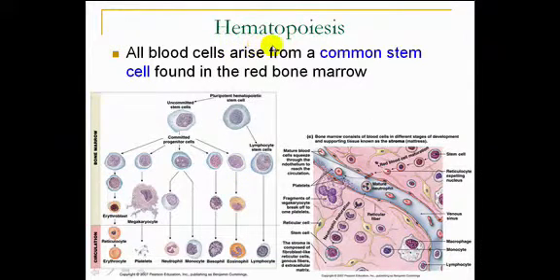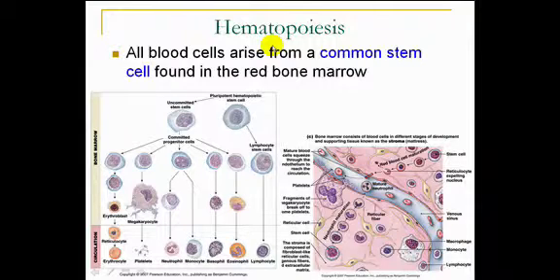We're going to really briefly talk about hematopoiesis, which is blood cell production. Now, if you're talking about red blood cell production, we specifically call it erythropoiesis. If you're talking about the production of white blood cells, you would call that leukopoiesis. If you're just talking about blood cell production in general, both red and white blood cells, you call it hematopoiesis.